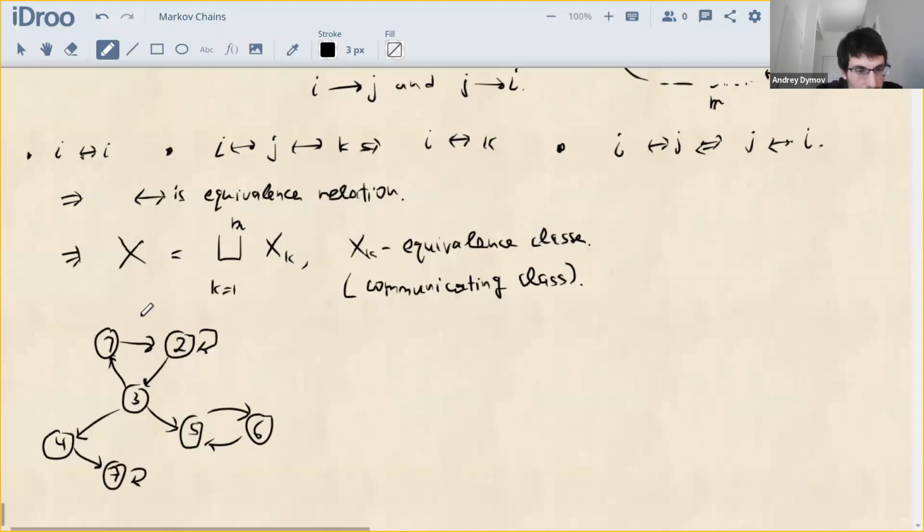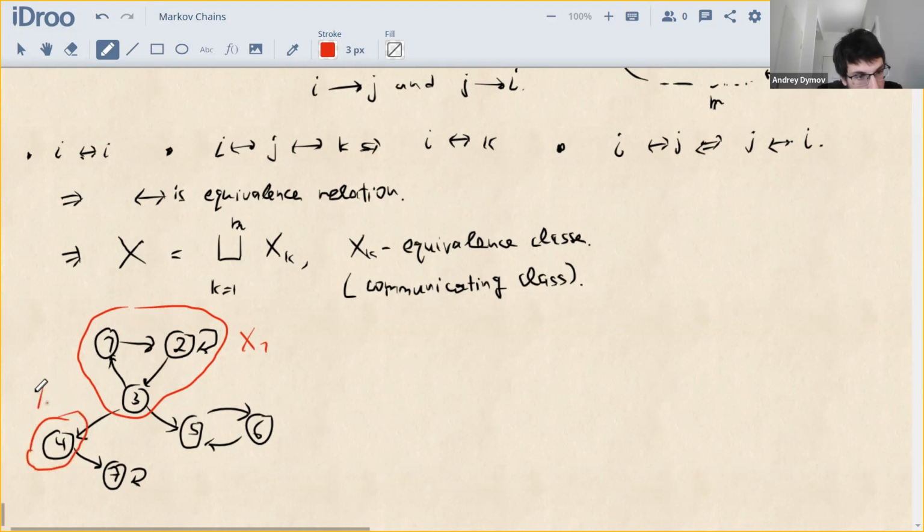Well, and what are the communicating classes in this example? Look, this is the first communicating class, right? I'll call it x1. This is the second communicating class because 4 communicates only with itself, x2. This is the third communicating class, x3, and this is the last communicating class, x4.